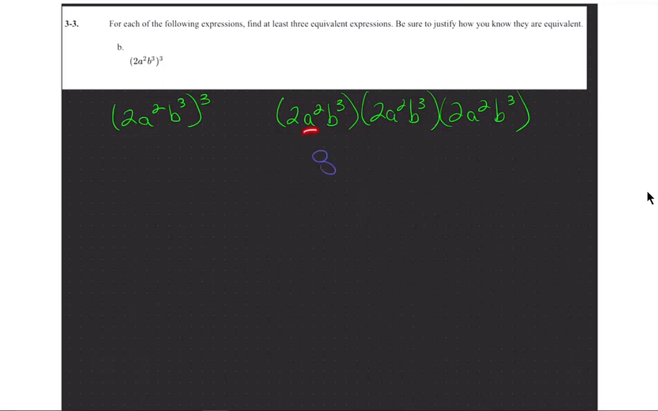You can go a squared times a squared times a squared is a to the 6th, where we know that we have to multiply our exponents. So we have a to the 6th. Then b to the third times b to the third times b to the third is b to the 9th, or we know that we can multiply those exponents and get b to the 9th.